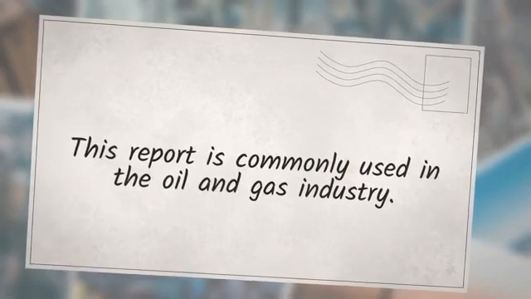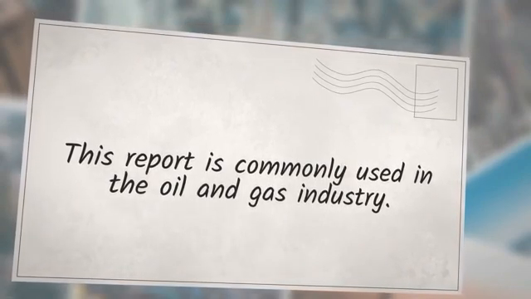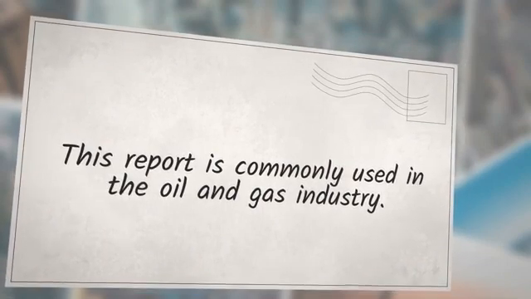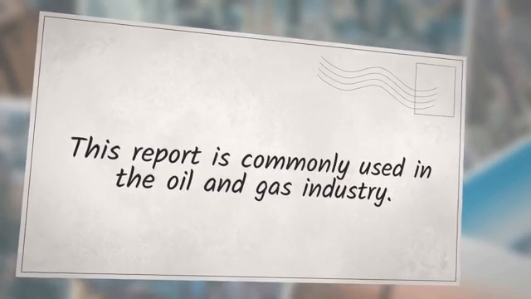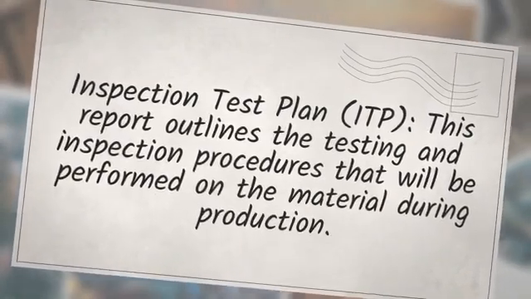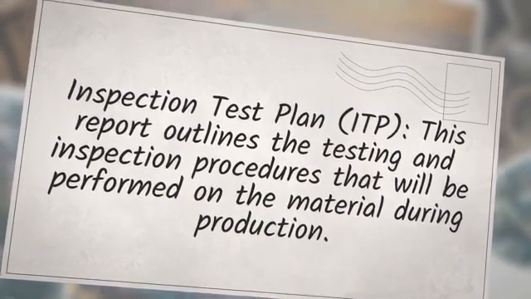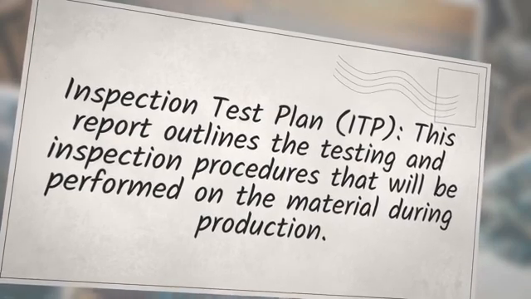This report provides a record of the material's production history, including the raw material used, the heat treatment process, and any inspections performed during the production process. This report is commonly used in the oil and gas industry. Inspection Test Plan, ITP. This report outlines the testing and inspection procedures that will be performed on the material during production. It includes a checklist of the tests to be performed and the required specifications.